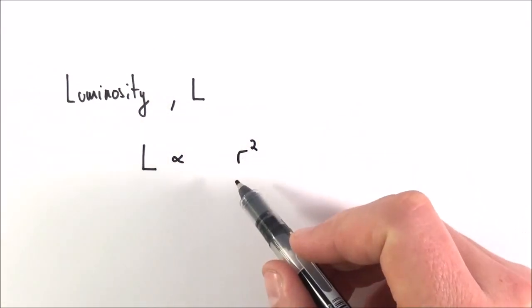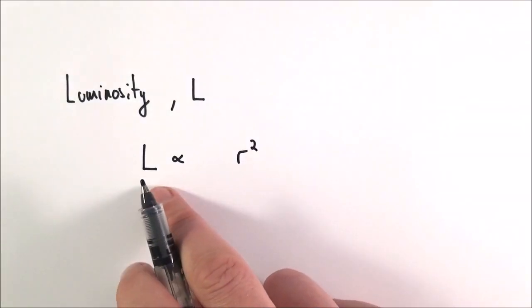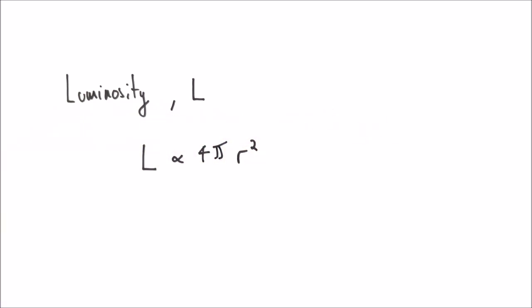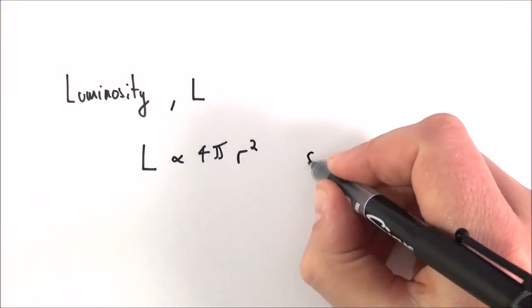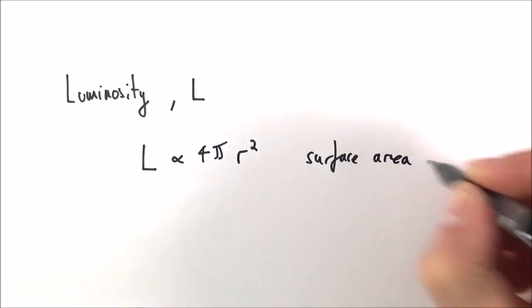So effectively, if you have stars which have a bigger diameter, a bigger radius, they give out more energy. And in actual fact, this is proportional to 4 pi r squared, because 4 pi r squared is to do with the surface area of a sphere. So basically we can say that the luminosity is proportional to the surface area of a star.